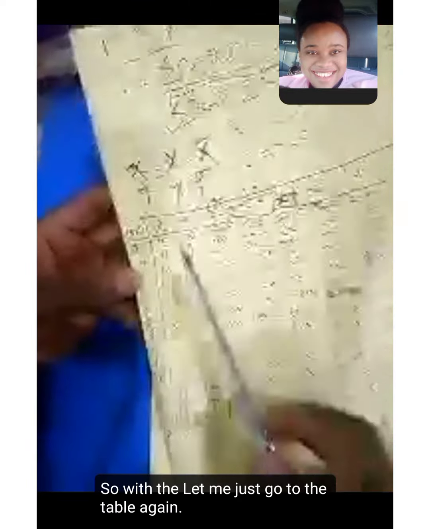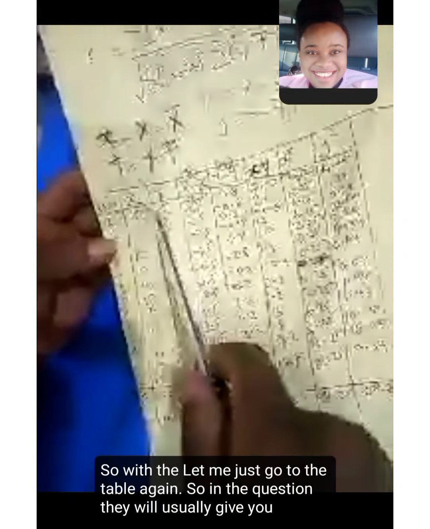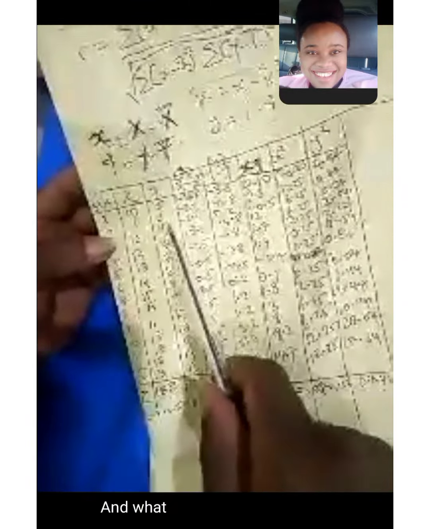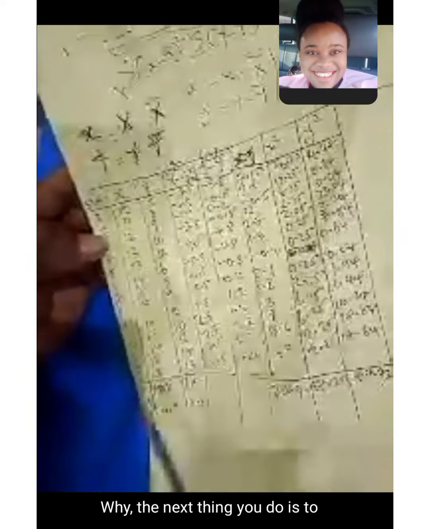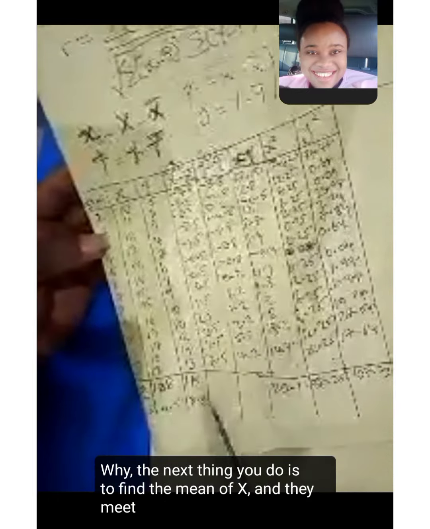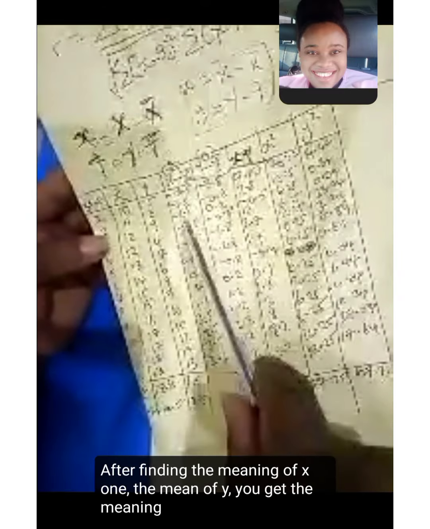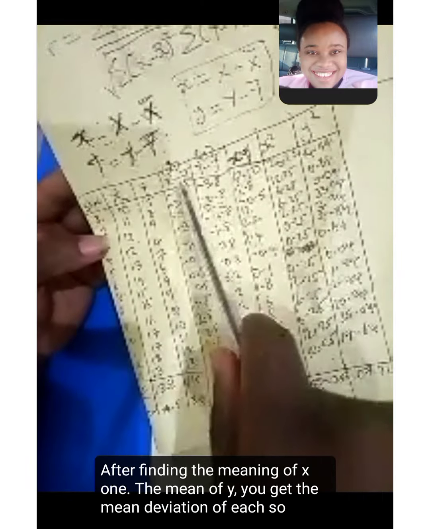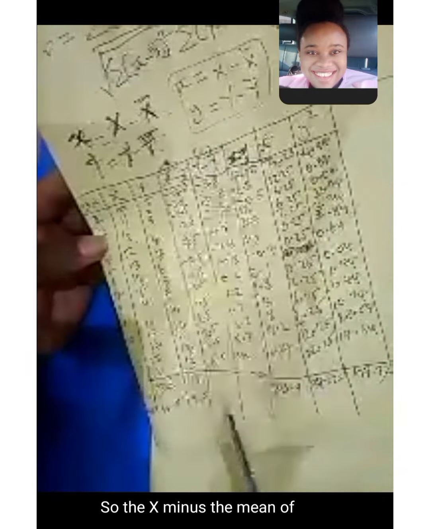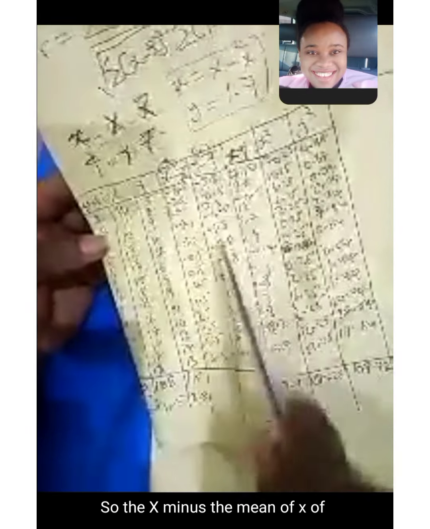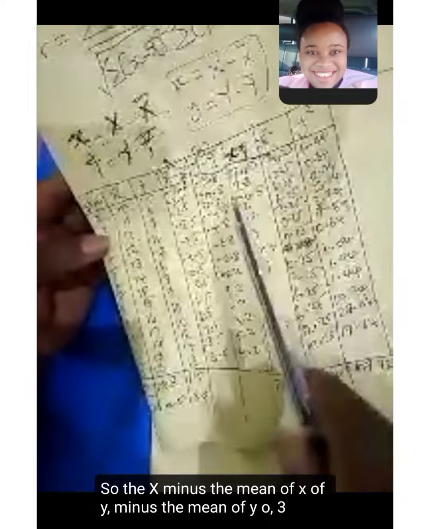So in the question, they will usually give you x and y. The next thing you do is to find the mean of x and the mean of y. After finding the mean of x and the mean of y, you get the mean deviations of each. So the x minus the mean of x, y minus the mean of y. Then you multiply them here. Then you find their squares. That's all.